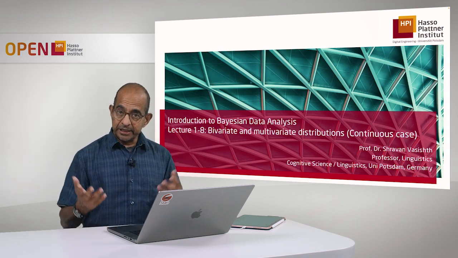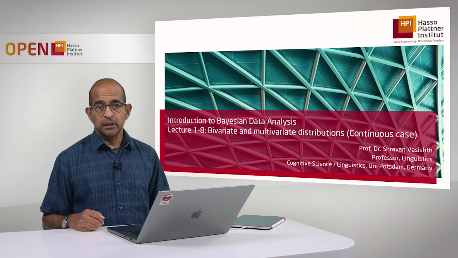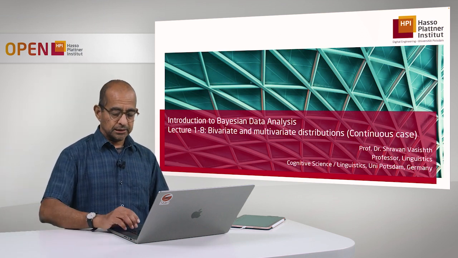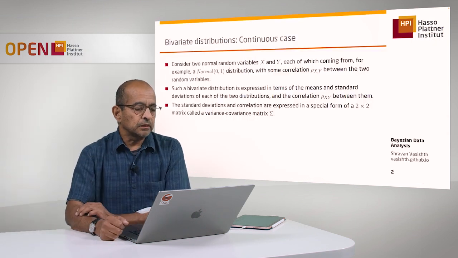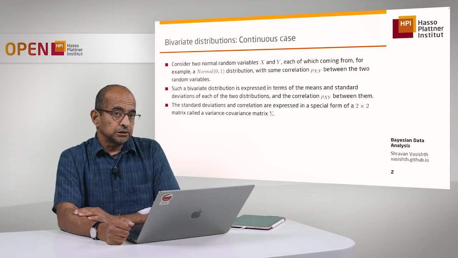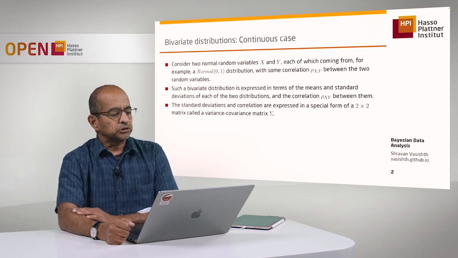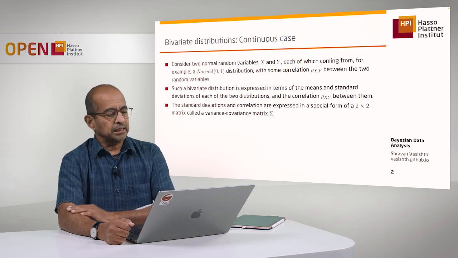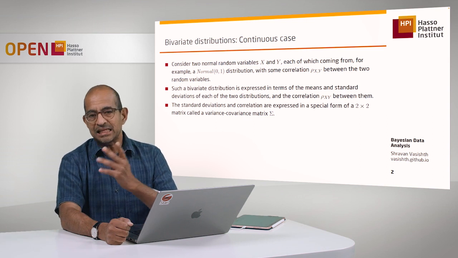And later on, when we do Bayesian data analysis, we'll be working very intensively with multivariate distributions, right? So they will become our bread and butter activity. Okay, so let's think about bivariate distributions in the continuous case, right? Now imagine a situation where you have two random variables, just like I showed last time in the discrete case, but this time they're coming from some normal distribution.